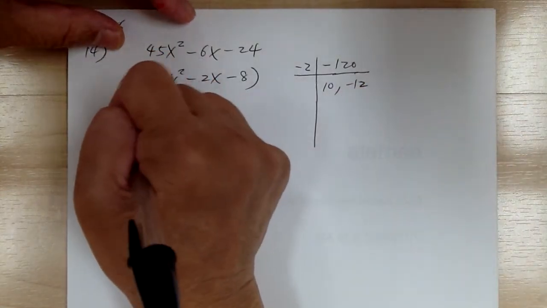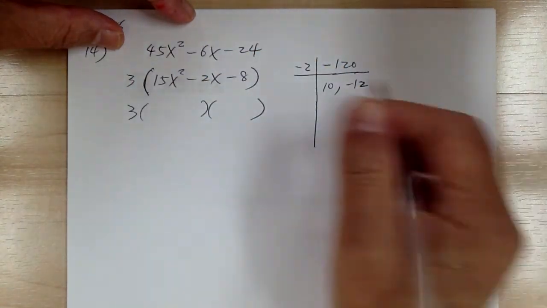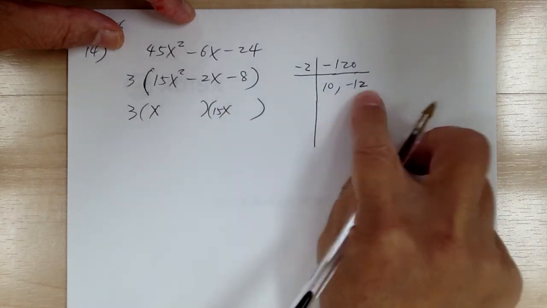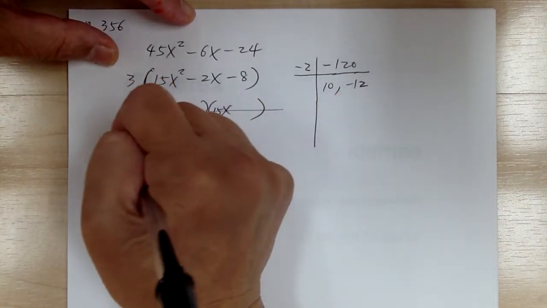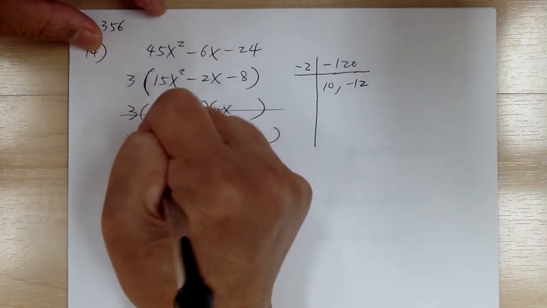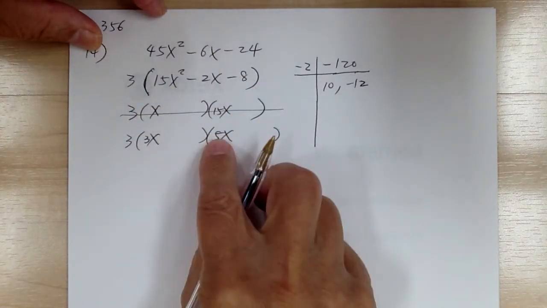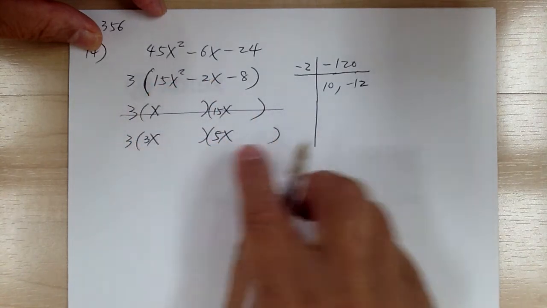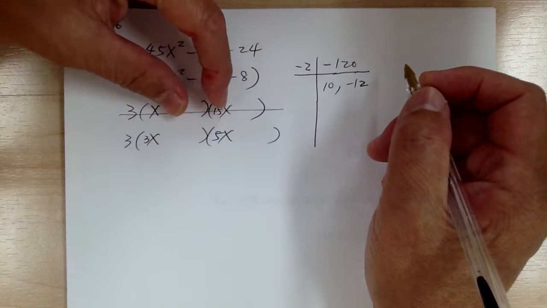Okay? So get two sets of parentheses. So again, if you go x and 15x, 15 times something is not going to equal one of these. So cross it out. Go to the next one. So 2 is not going to work, right? So it'd be 3x and 5x, right? 3 times 5 gives you 15. So again, you have to take care of the first term, okay? After that, now you can worry about the inside and outside.